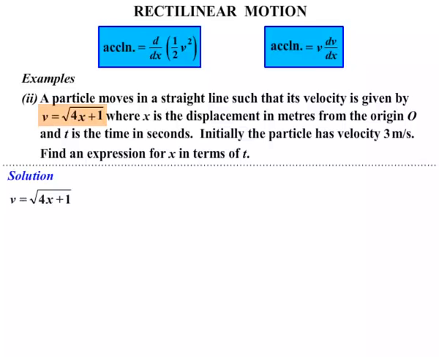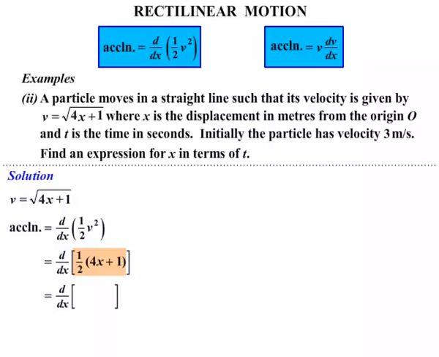Let's start with writing down our velocity formula, v equals square root of 4x plus 1. Now, we'll use this acceleration formula because it has d/dx of half v squared. So acceleration equals d/dx of half v squared. If v equals the square root of 4x plus 1, once we square it, we get rid of the square root sign and just get 4x plus 1. That simplifies to d/dx of 2x plus a half. We haven't found the derivative yet, we've just rewritten it.